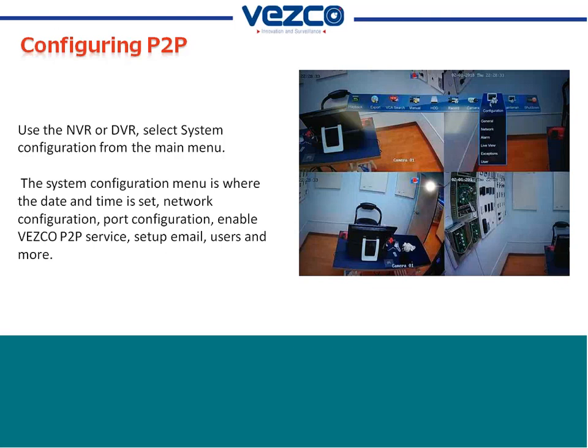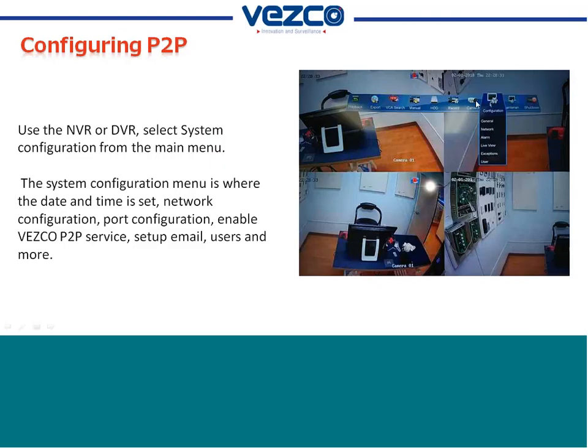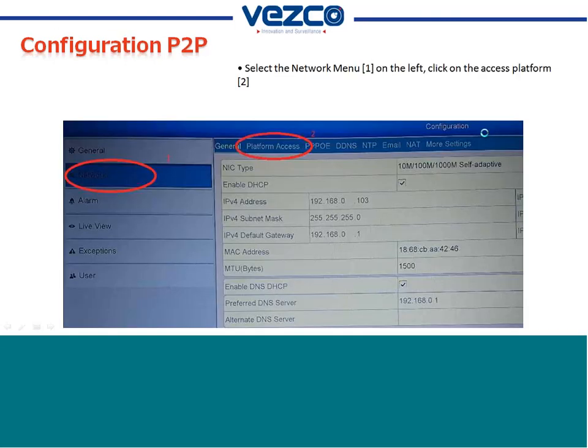You can also set up emails, users. This is where you do everything that's related to the setup of your DVR, NVR, or hybrid. So we're going to click on configuration. The next step, we're going to click on network. From here, you can just hover your mouse over and click on network, and it will take you to this screen right here.